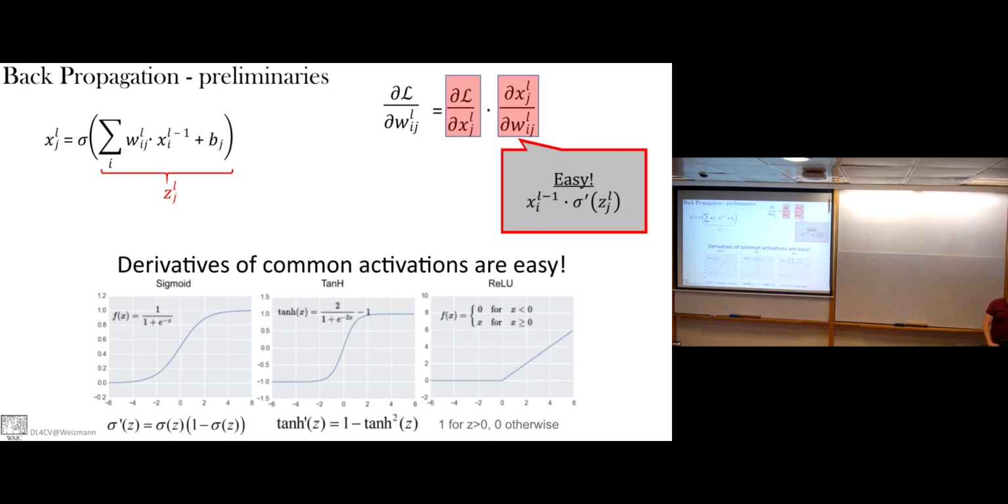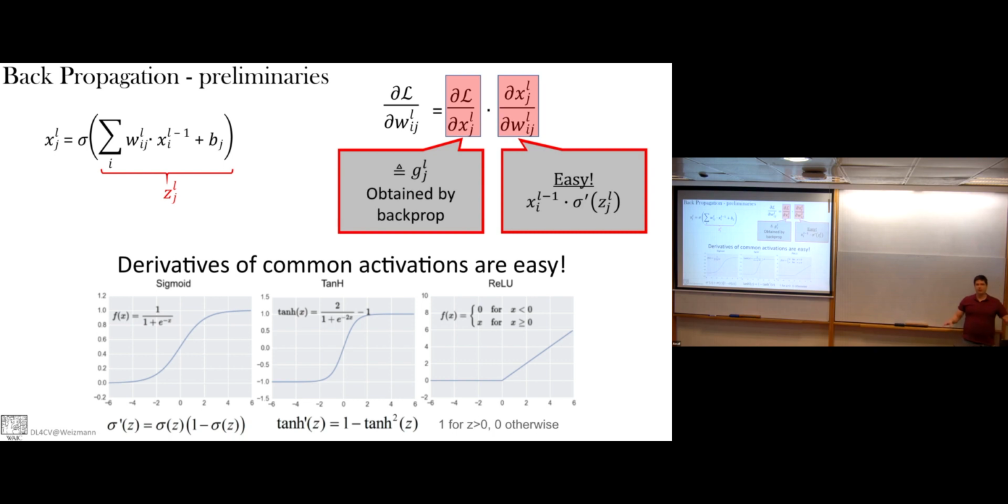But here is the part where we need to work harder. Now we need the derivative with respect to the neurons, and this is the thing we're going to get by doing backpropagation. We're going to define this thing and call it G. Our goal is finding all the G's in the network. Once we find all the G's, we do this trick and we get the derivative with respect to all the weights. This is how we get the gradient.